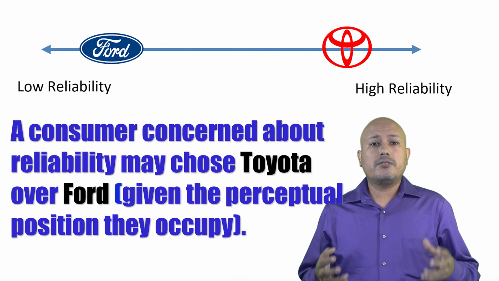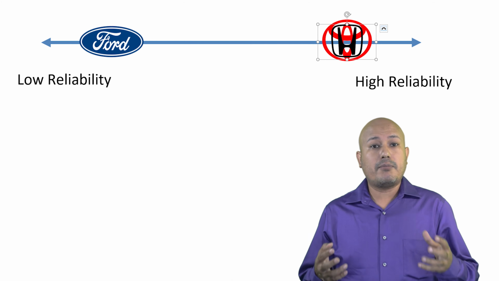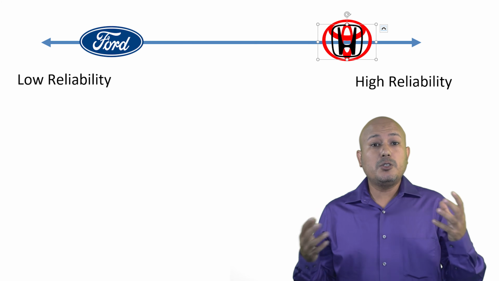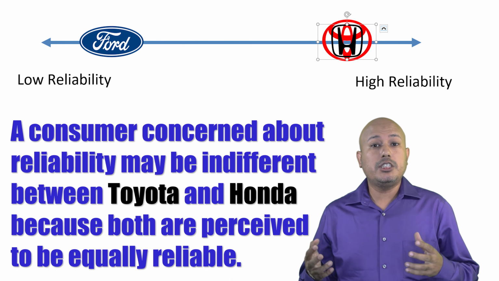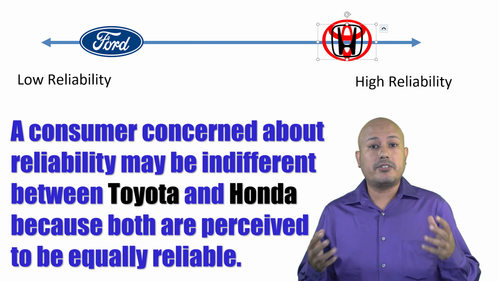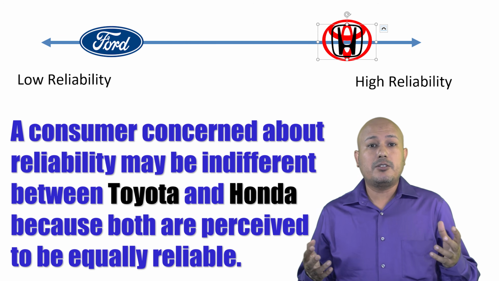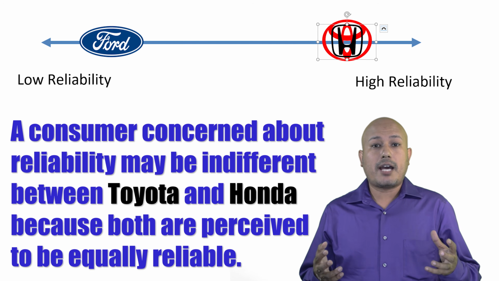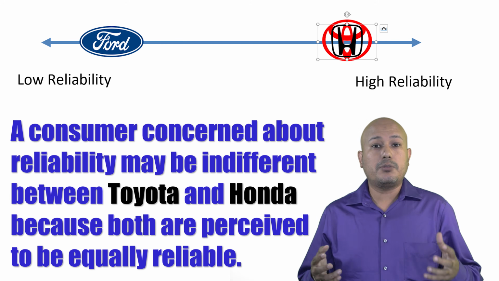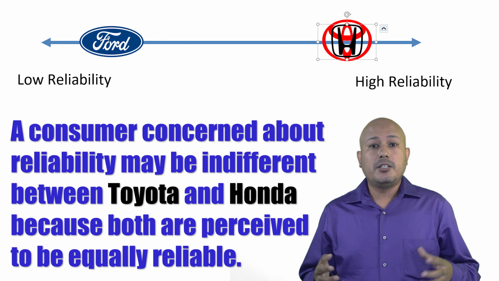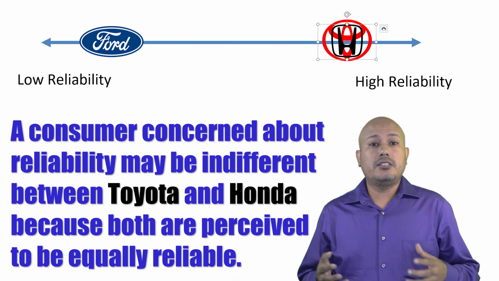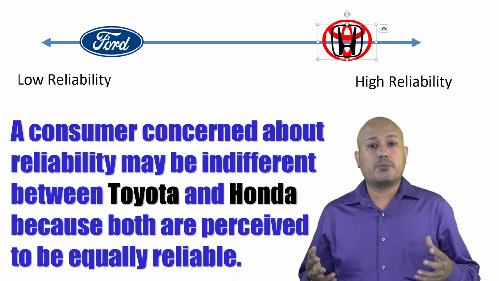Now consider Toyota versus Honda. Both are Japanese car manufacturers and both are considered to be equally reliable. Since there is no difference in the perception and the position that these brands occupy in terms of reliability, a consumer may decide to choose any of those brands. Now, if you are Toyota or Honda, you don't want this to happen. You want the consumers to choose your brand over your competitor's brand. So you might have to think of some other factor that differentiates your product from your competitor's product.